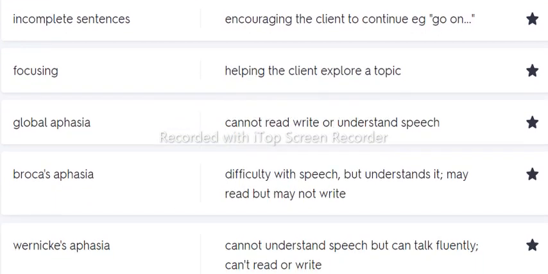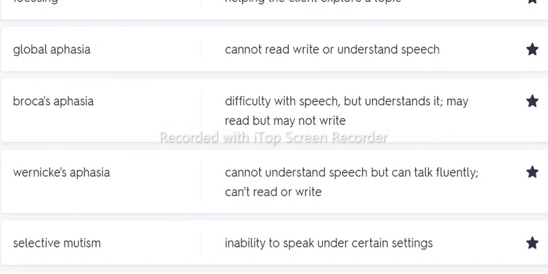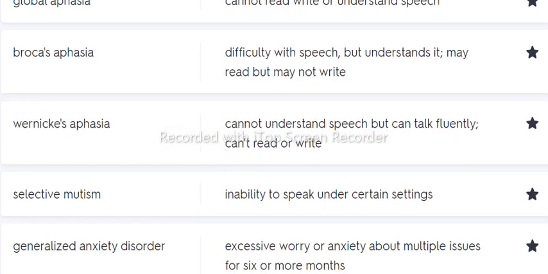Global aphasia. Cannot read, write, or understand speech. Broca's aphasia. Difficulty with speech but understands it, may read but may not write. Wernicke's aphasia. Cannot understand speech but can talk fluently, can't read or write.